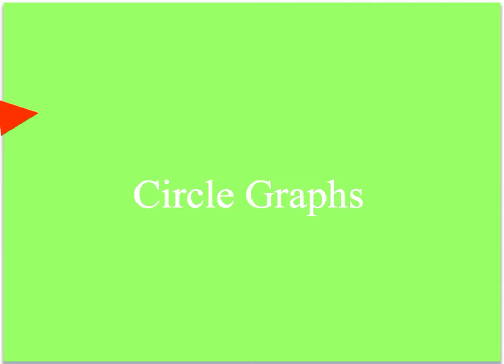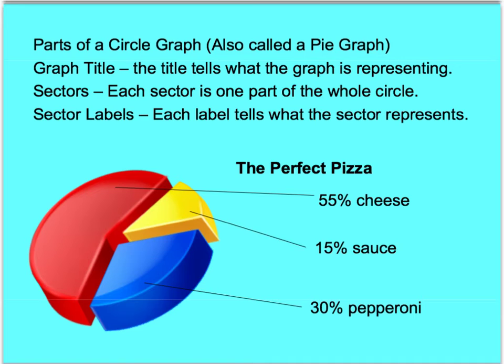In this lesson, we'll learn more about circle graphs. Here we have those different parts of a circle graph. Sometimes a circle graph is also called a pie graph. So if you're setting up a circle graph within Microsoft Excel, for instance, you'll see it listed as a pie graph. Each graph will have a graph title, and the title tells what the graph is representing or showing.